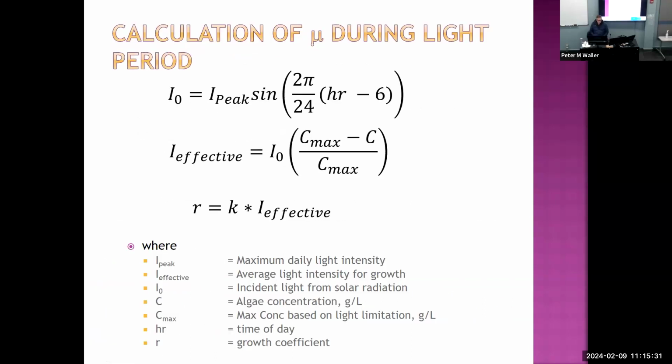And I'll just say it again with this equation, the same thing, just more in equation format. Here, remember I said I could divide by 24 if I just use my time of day, 1 through 24. Well, I'd put it in here like this, but I don't have it like that in the previous equation. But anyway, I find my I0, or my I at the surface, as my peak I during the day, 800 times the sine curve. Then I find my effective I as I0 times C max minus C over C max. And then I find my growth coefficient R as K times I effective.